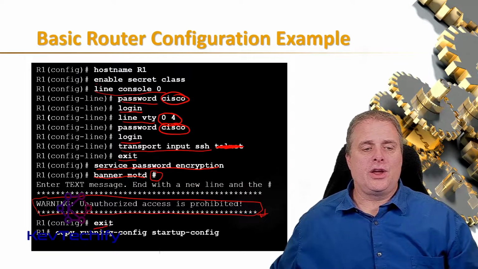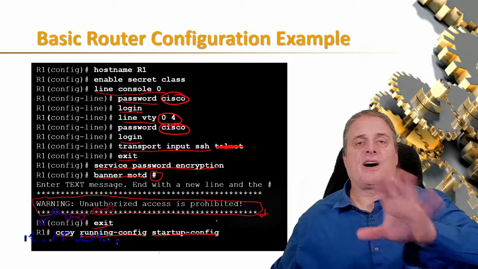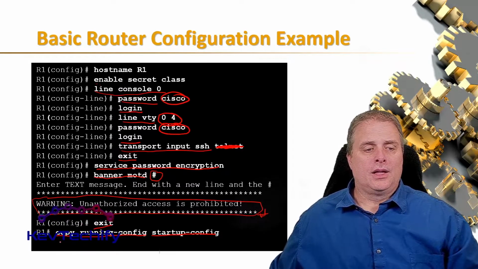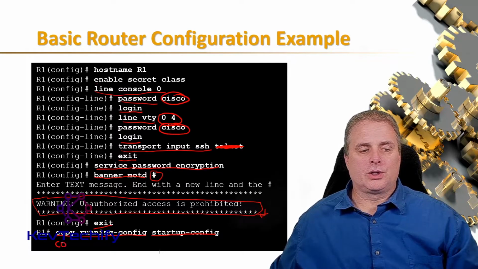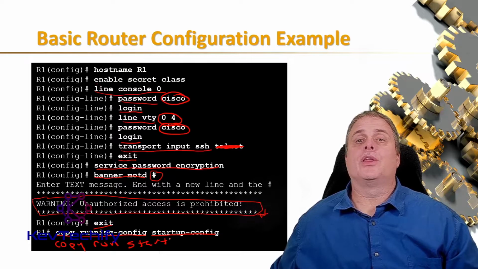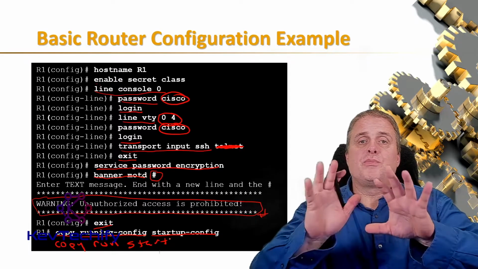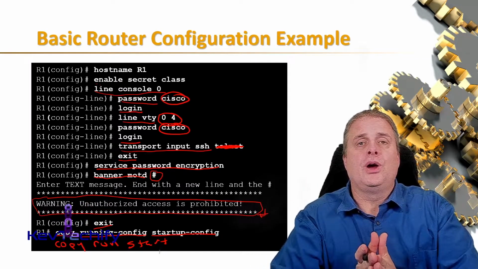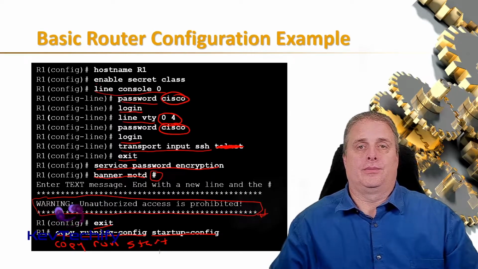Once you're all done, you exit out, and then you do a copy running config to your startup config. It stores that file in NVRAM. You could shorten this down to copy run start. Does the same thing at that point in time. This is the basic configuration you should do every time you set up a new router.